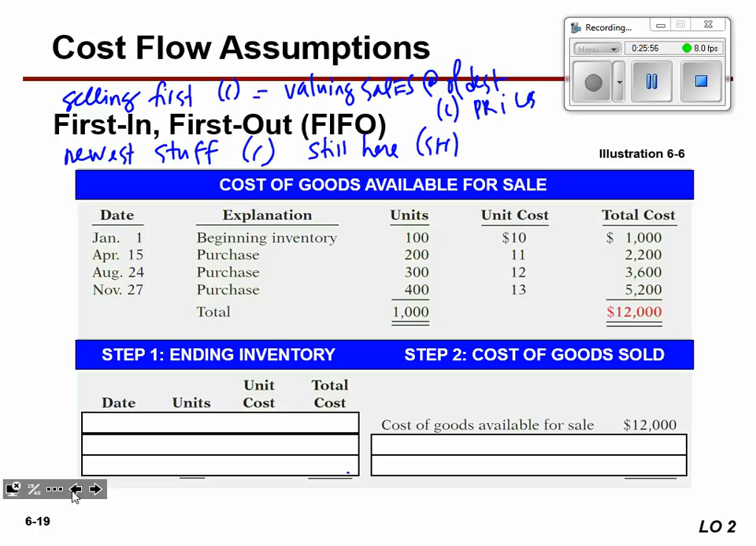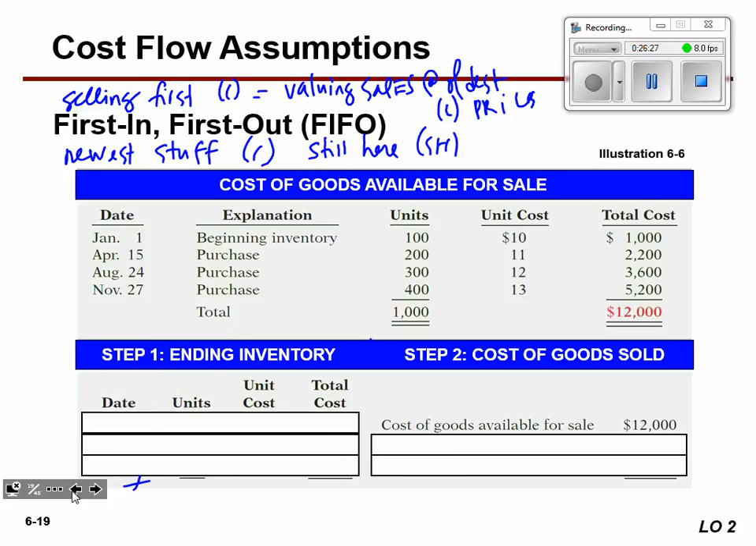You saw the lady have her little bricks. I'm going to just make circles. And as she sold stuff, she moved it over here. So this really was her SH pile, her still here pile. And then there was the stuff she sold. And in FIFO, you're selling your oldest stuff. The newest stuff, or the stuff that you bought most recently, is SH, or still here.